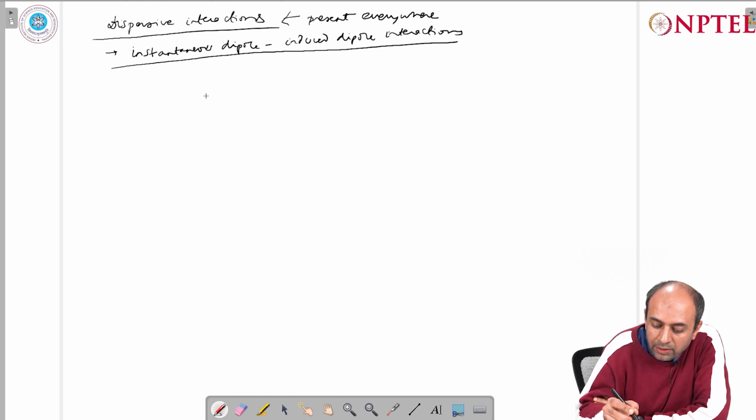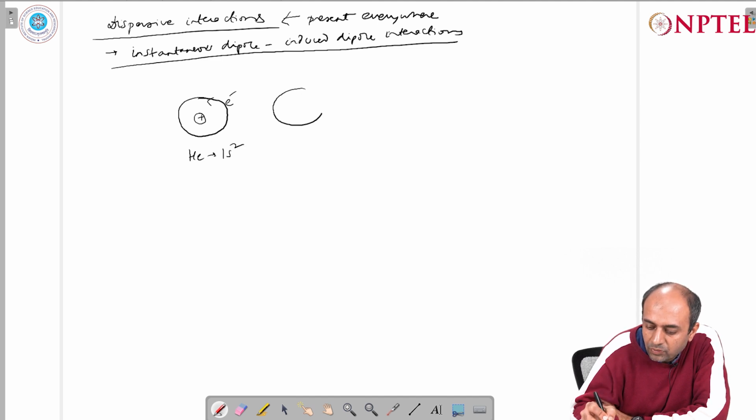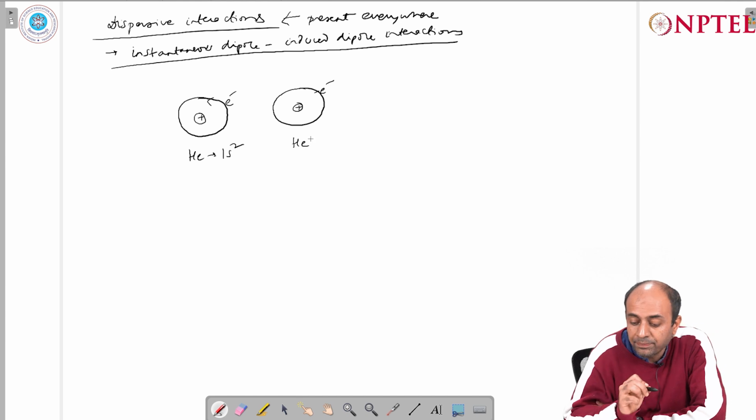So, to start with, let us consider an atom, which has a nucleus and electrons which are moving around the nucleus. And let us consider, for example, a helium atom. Now, helium atom has the electronic configuration 1s2. Now, when another helium atom comes in its proximity, this is the positive nucleus and this is the electron associated with the helium atom.